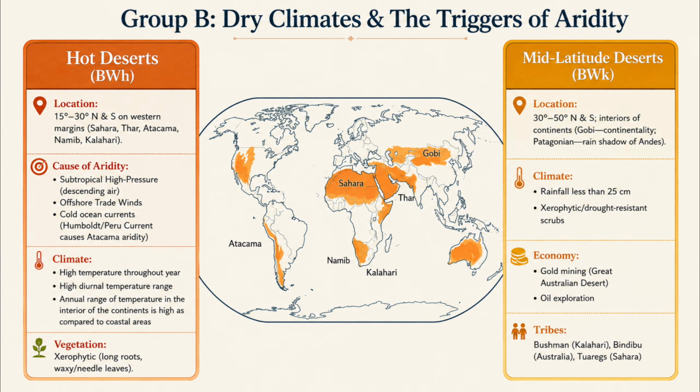Climate: high temperature throughout the year, and a high diurnal temperature range. The annual range of temperature in continental interiors is high as compared to coastal areas. Vegetation: xerophytic, with long roots and waxy or needle leaves to reduce water loss.